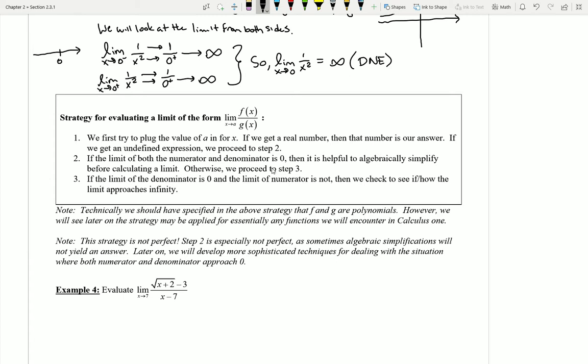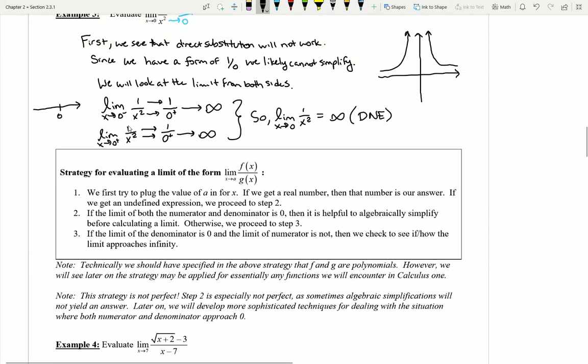And if we can't plug in and we can't really simplify, then we could check to see if the limit approaches infinity, maybe by checking the limit from both sides or taking a graphical approach. So we're going to go ahead and try to think through here how we can apply this to some of the other questions that we have in this section. One thing we should note, though, is that this strategy is not perfect. Sometimes in strategy 2, when we algebraically simplify something, we still won't get an answer, and we may have to jump to something like a step 3.